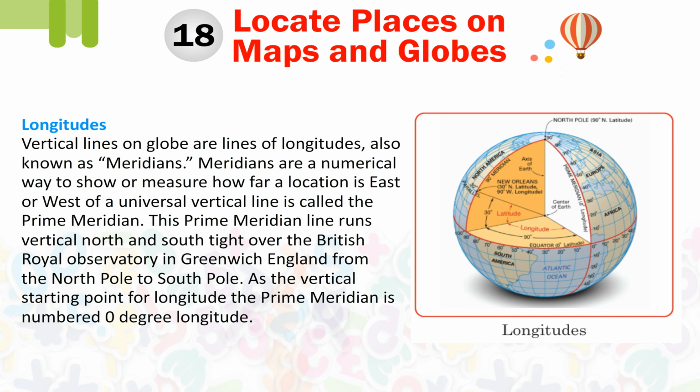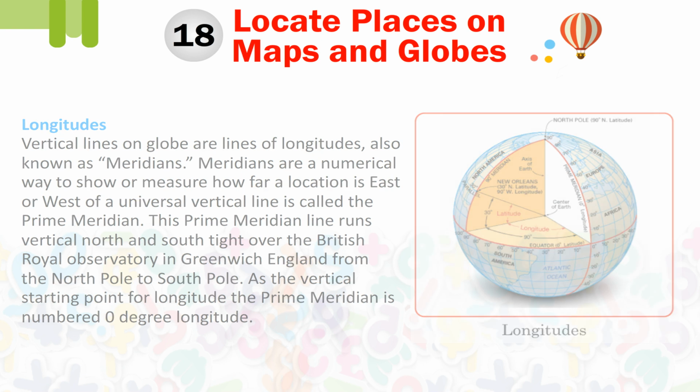Longitudes. Vertical lines on a globe are lines of longitude, also known as meridians. Meridians are a numerical way to show or measure how far a location is east or west of a universal vertical line called the prime meridian. This prime meridian line runs vertically north and south, passing through the British Royal Observatory in Greenwich, England, from the North Pole to the South Pole. As the starting point for longitude, the prime meridian is numbered 0-degree longitude.